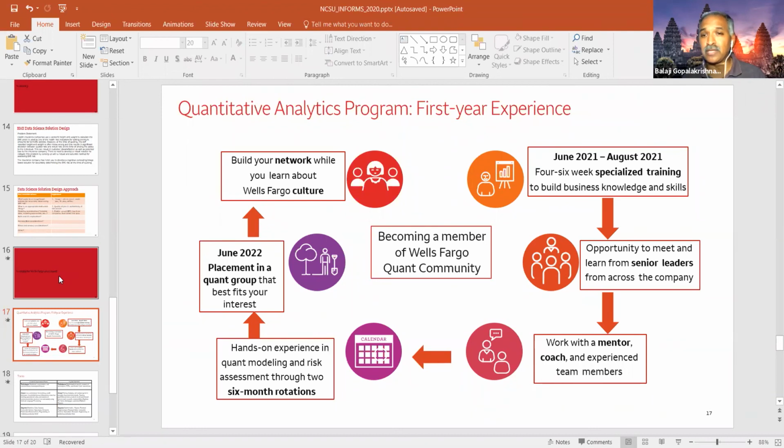And we have a program for that, where somebody entering the program will go through rigorous training, and then they will be assigned a mentor, and you will get to do a rotation for 6 months in 2 of the 6 COEs. And then after this 1 year rotation program, you will decide which one works out best for you, and you'll start working full time in that particular COE. So it's a very exciting quant program. It's for both masters as well as PhD students.